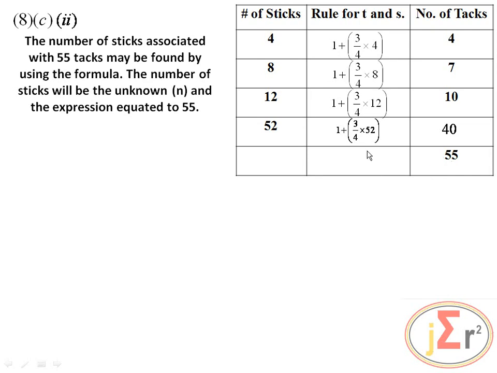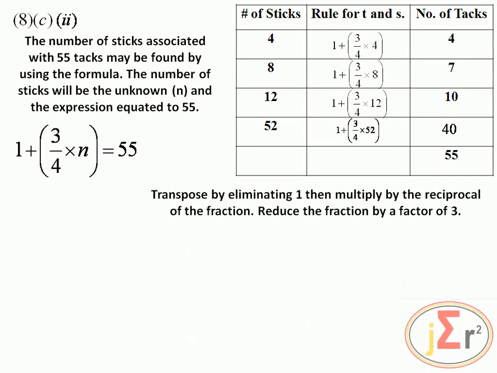So let us put the one that we do not know, and we will call it n, into this formula, and equate that to the number of tacks, which is 55, and we will solve that equation in order to determine n, and n will turn out to be the number of sticks. Transpose by eliminating 1, then multiply by the reciprocal of the fraction. Finally, reduce the fraction by a factor of 3.